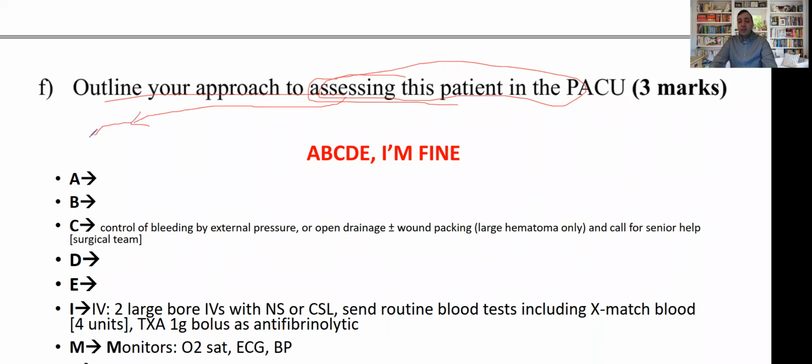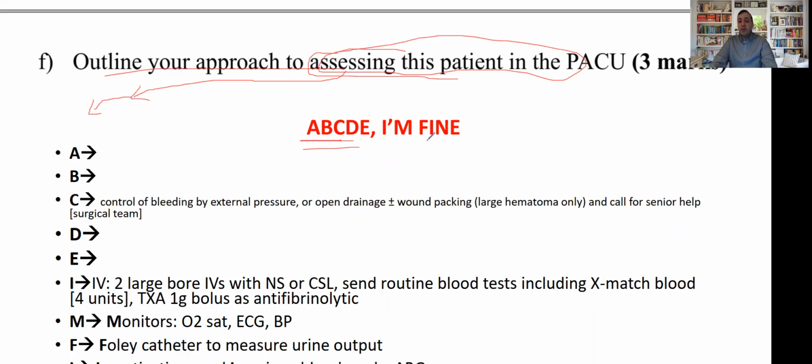Assessment has to be in a systematic way. We have this approach, and I think you all know it, the ABCDE approach. Each letter here stands for some intervention. A is airway. You have to make sure the airway is secure and open.